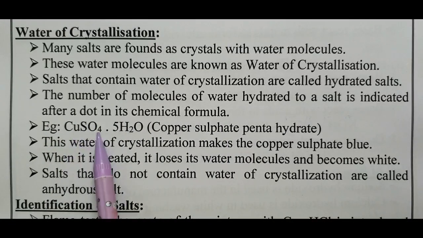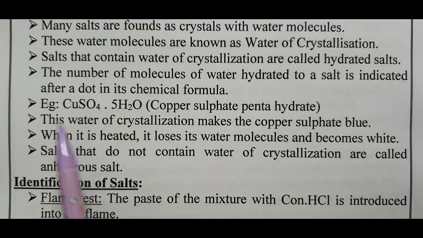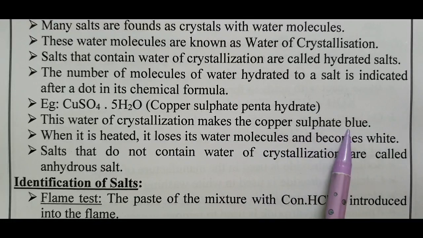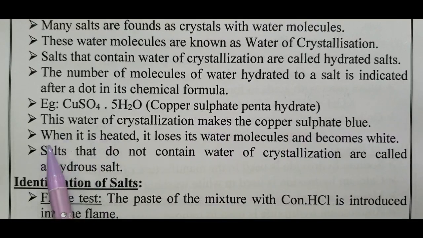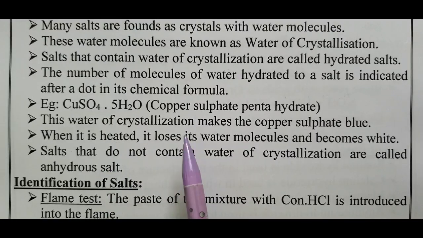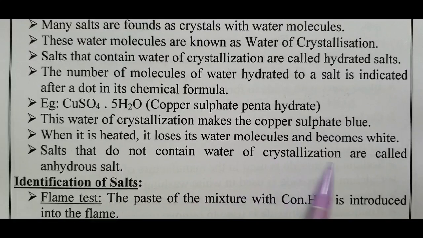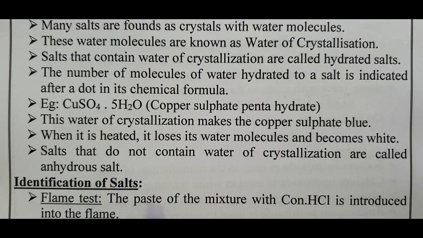For example, copper sulfate pentahydrate is blue. This water of crystallization makes the copper sulfate blue. When it is heated, it loses its water molecules and becomes white. Salts that do not contain water of crystallization are called anhydrous salts.